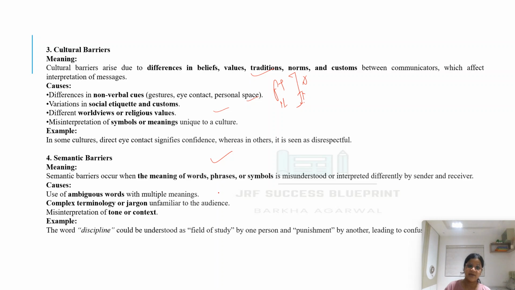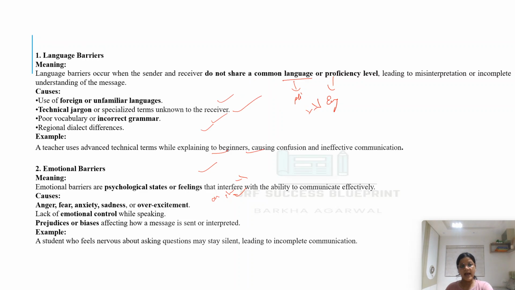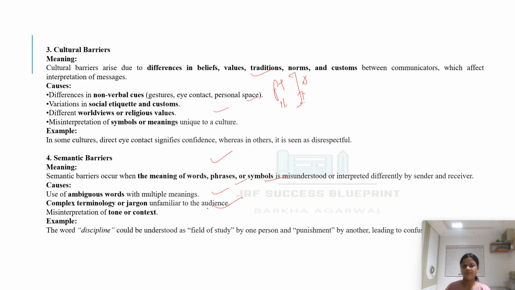Coming to semantic barriers, it means the use of words, phrases, or symbols which are misunderstood by the sender and the receiver. That is, use of ambiguous words, use of technical words. Language barriers are kind of similar. Misinterpretation of the tone. So these are some of the semantic barriers.